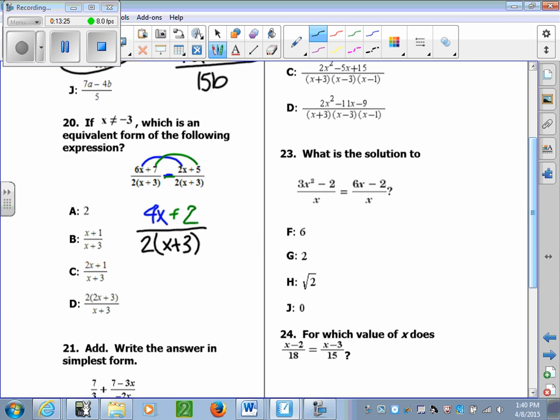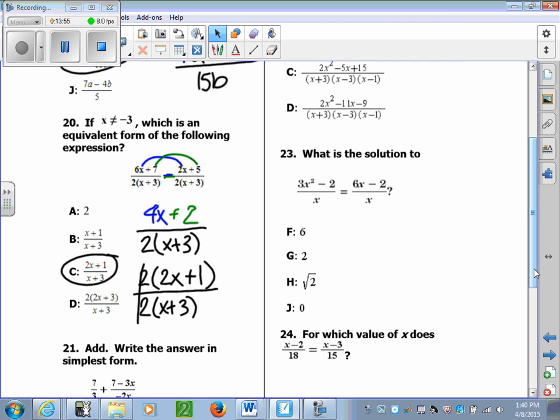Now, I see that the numerator has a GCF, so I need to pull that GCF out. They both are divisible by 2, both terms. So 4x divided by 2 leaves me with a 2x, and 2 divided by 2 leaves me with a plus 1, all over 2 times x plus 3. Well, now I see that I have 2 in the numerator and denominator, so those will cancel out and leave me with 2x plus 1 over x plus 3, so C is my answer. Whenever it says what is equivalent, that just means simplify. Simplify or solve it, okay?